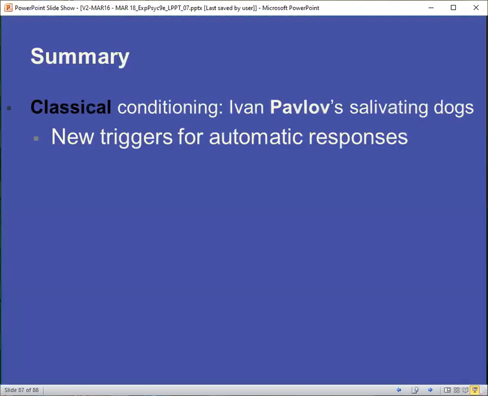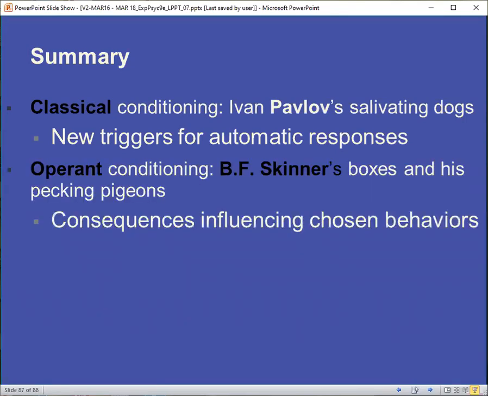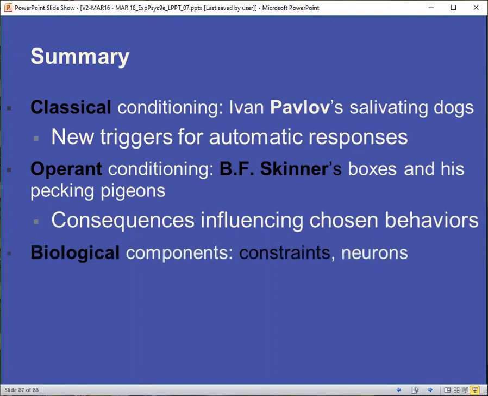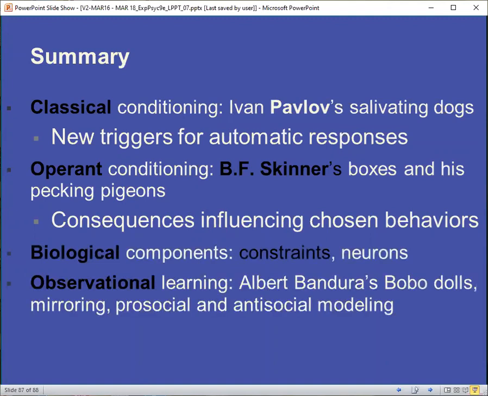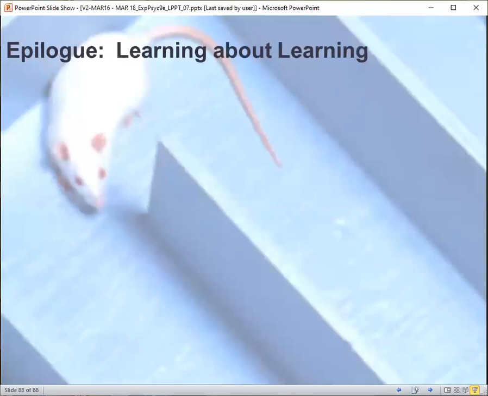So in summary, looking at all the things that we've covered so far: classical conditioning, Ivan Pavlov's salivating dogs, we see new triggers for automatic responses; operant conditioning, B.F. Skinner's boxes and his pecking pigeons, the consequences influencing chosen behaviors; biological components, constraints, neurons; observational learning, Albert Bandura's Bobo dolls, mirroring pro-social and antisocial behaviors. All of these things have a great deal of impact on how and what it is that we learn.